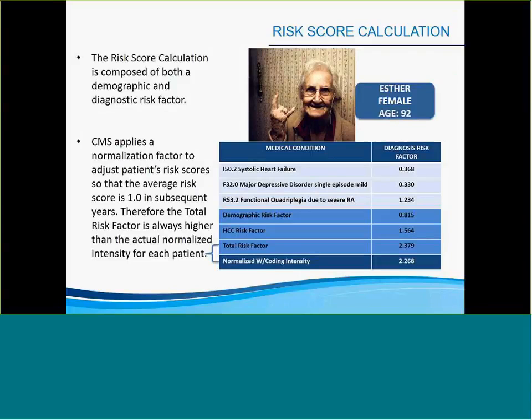A RAF of 2.3 will bring the plan or medical group $10,000 every year just for documenting. If we only had the demographic risk factor, that would be closer to maybe $1,000 a year. So it has a lot to do with basically supporting the care of these patients.